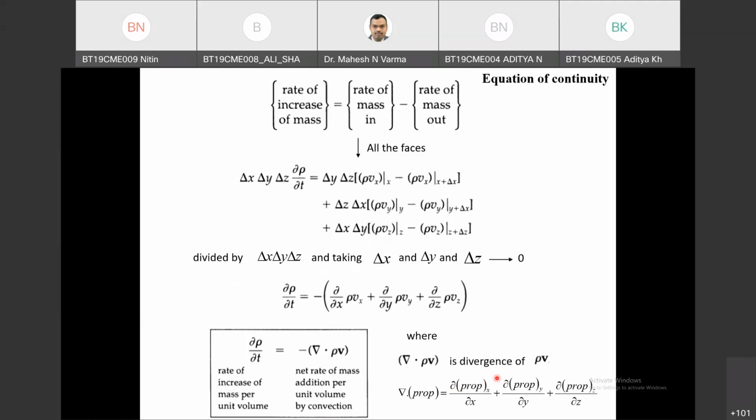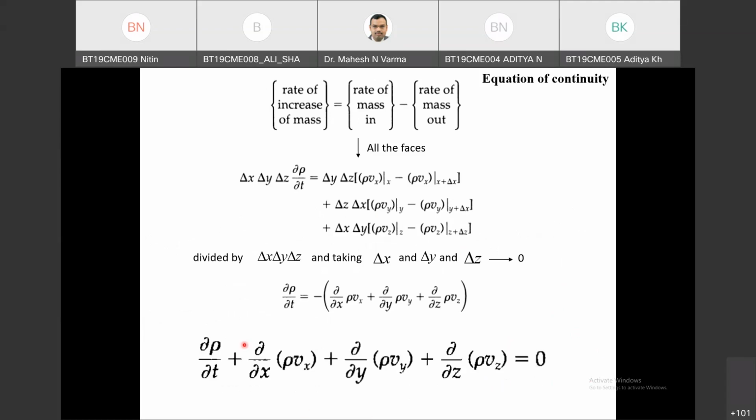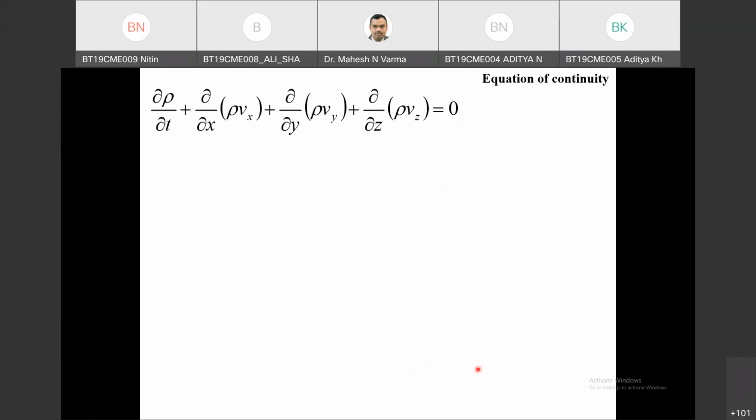So I can have some other form of the equation of continuity. Rearranging this equation, this is just rearranging this equation. And now, can you introduce a substantial time derivative here?